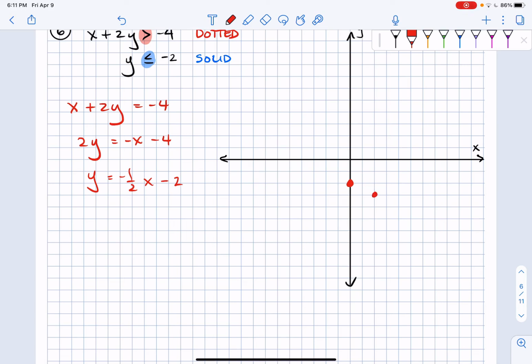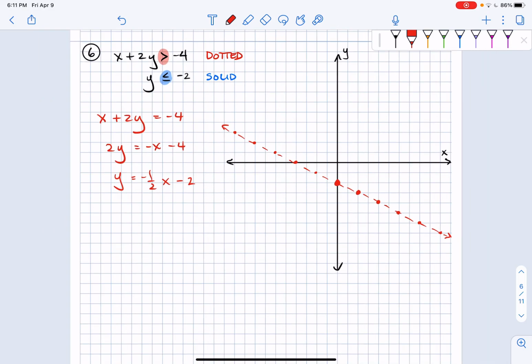Okay? So, with that being said, I'm just going to keep on going down 1, right 2, down 1, right 2, down 1, right 2. And I'm going to go the other way the same way. I'm just going to follow that same pattern all the way through. Okay, so here's my attempt on the dotted line. There we go. All right.